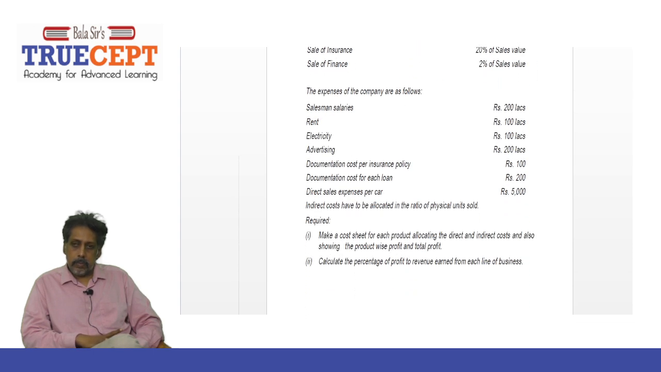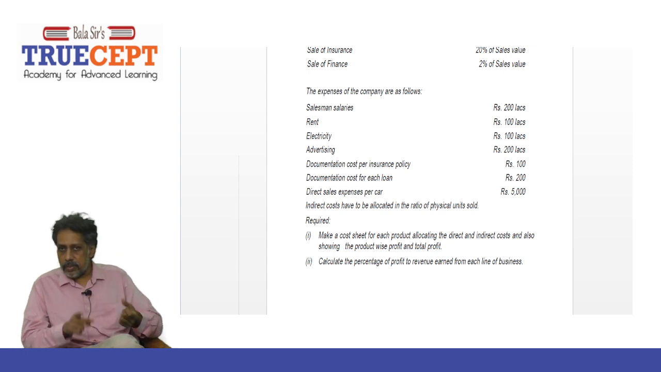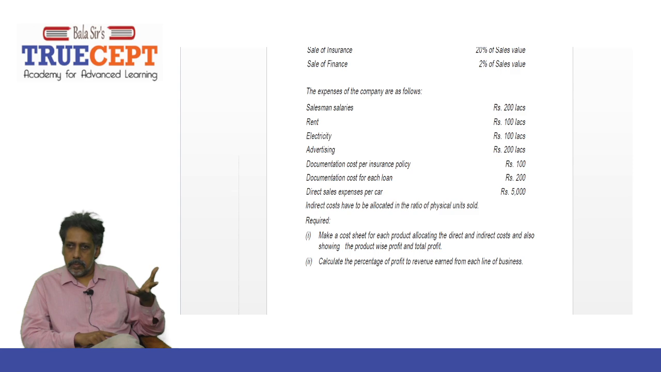Next. The expenses of the company are as follows. Salesman salary rupees 200 lakhs. Rent rupees 100 lakhs. Electricity rupees 100 lakhs. Advertising rupees 200 lakhs. Documentation cost for each insurance policy rupees 100. Documentation cost for each loan rupees 200. And direct sales expenses per car rupees 5,000.